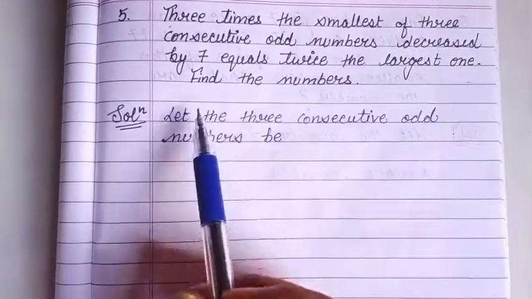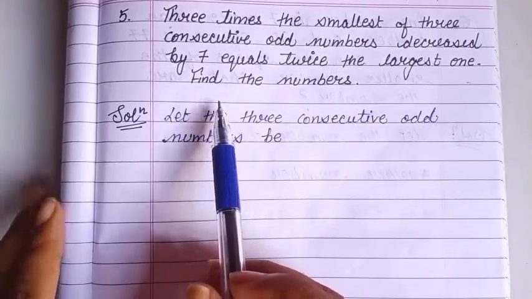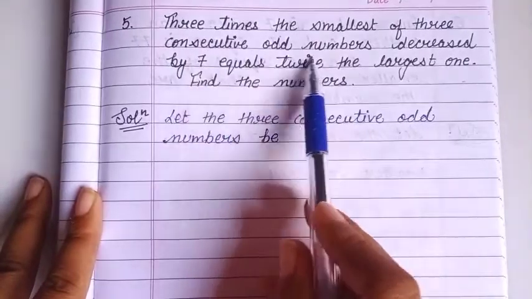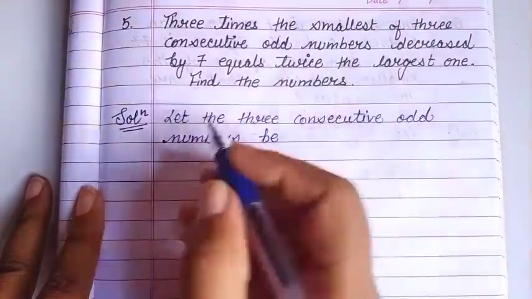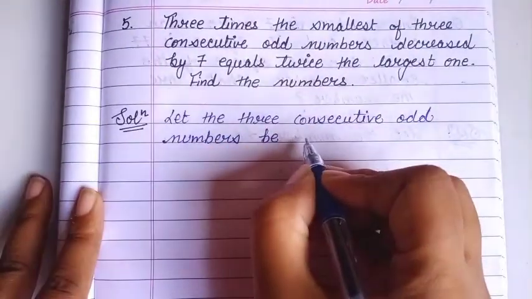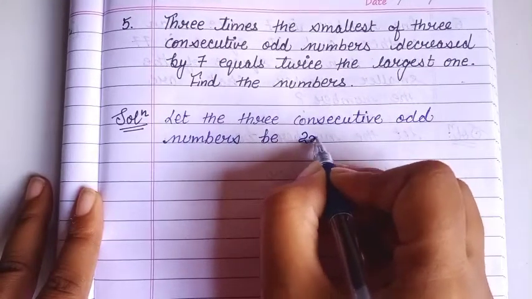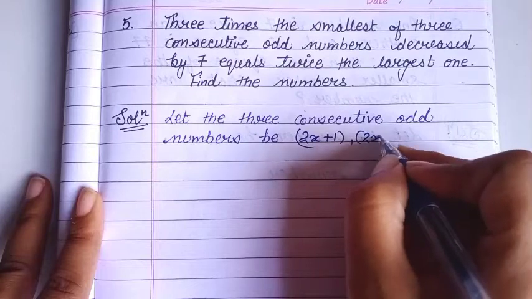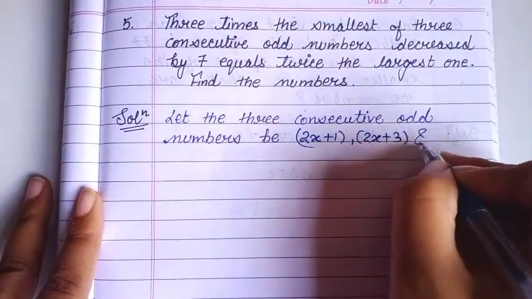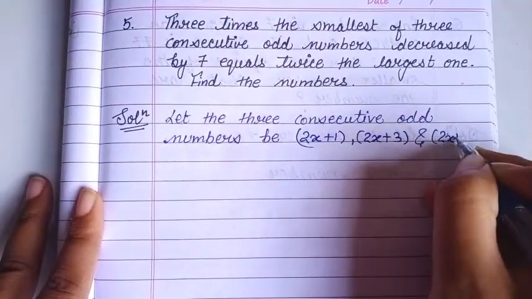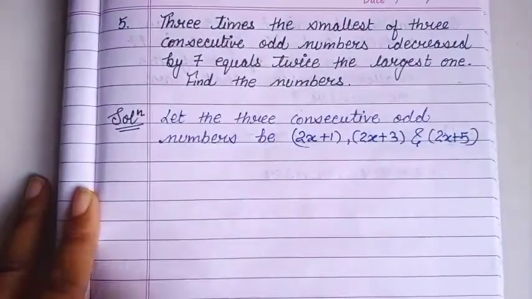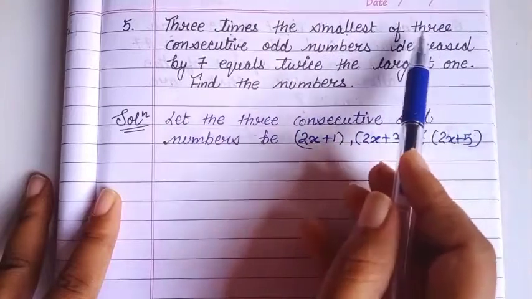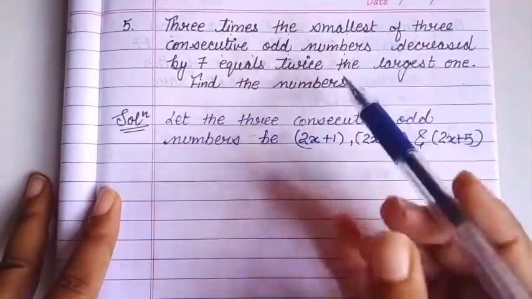Next is question number 5. 3 times the smallest of 3 consecutive odd numbers. First of all, they are talking about 3 consecutive odd numbers. So let the 3 consecutive odd numbers be 2x plus 1, 2x plus 3 and 2x plus 5, right? Now what they have mentioned in the question: 3 times the smallest of 3 consecutive odd numbers.